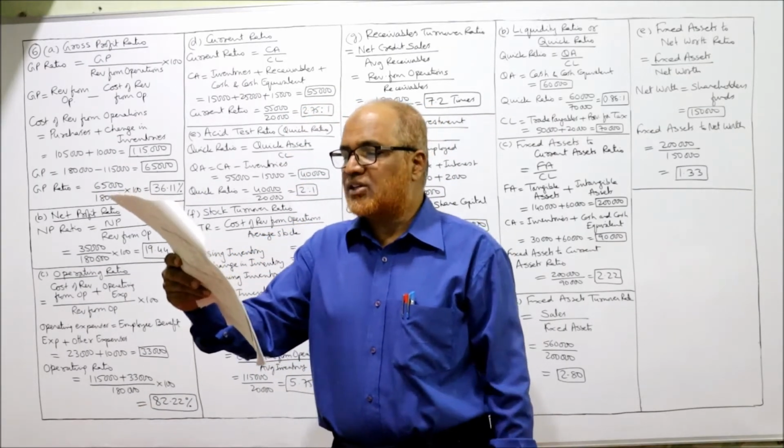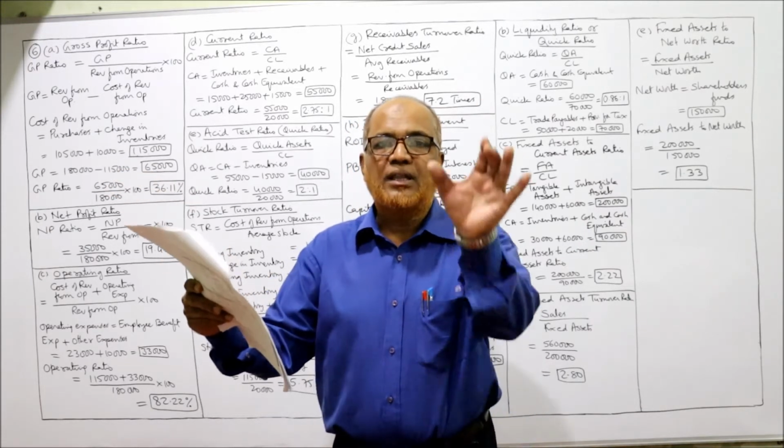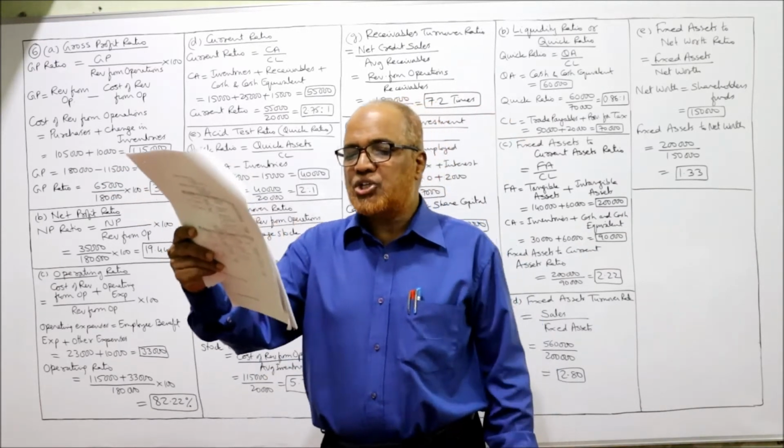Next, employee benefit expenses, finance cost, other expenses, total expenses, and profit is given as 35,000. This is the profit and loss statement. Now the balance sheet.